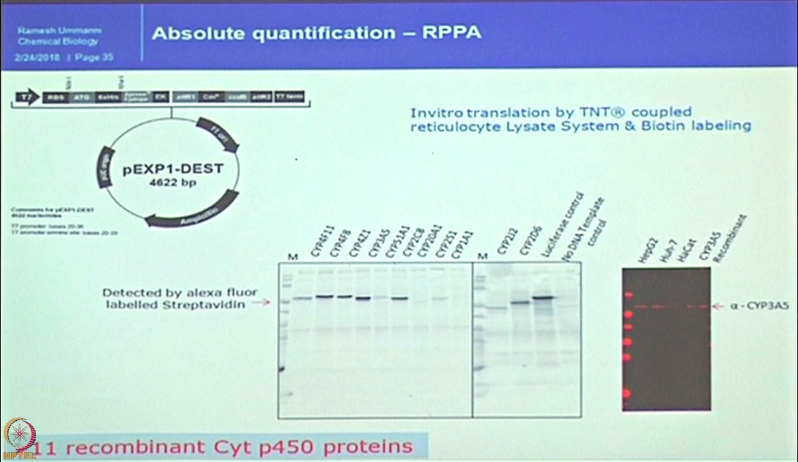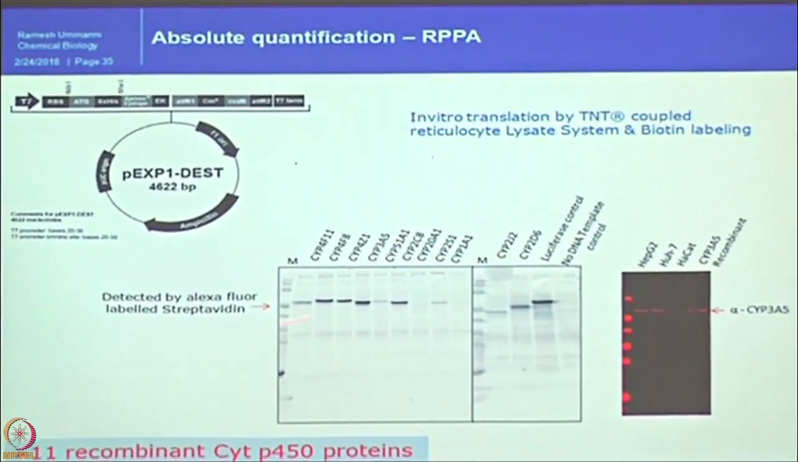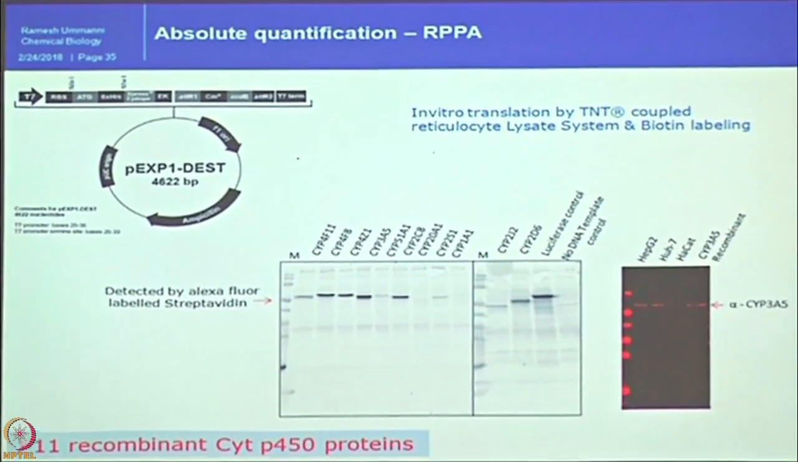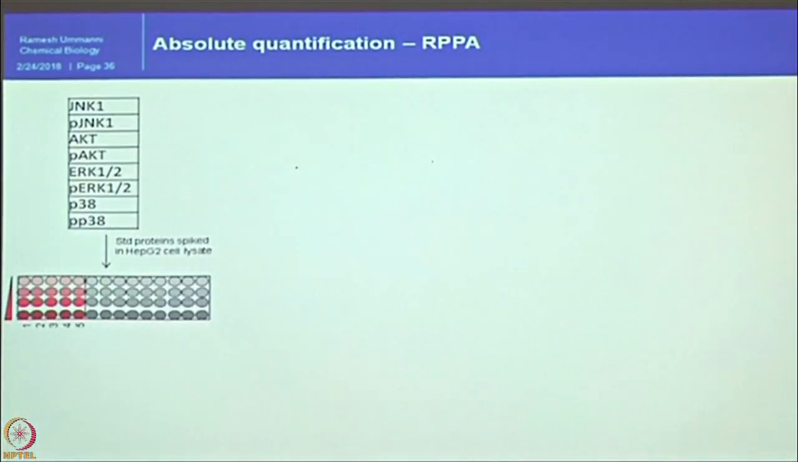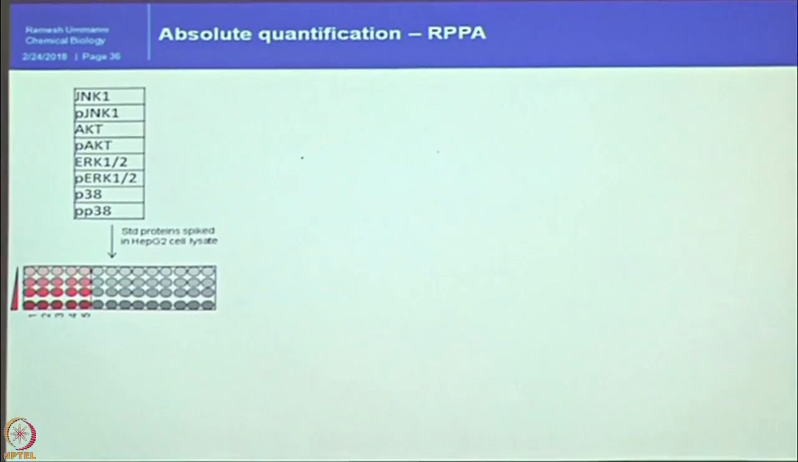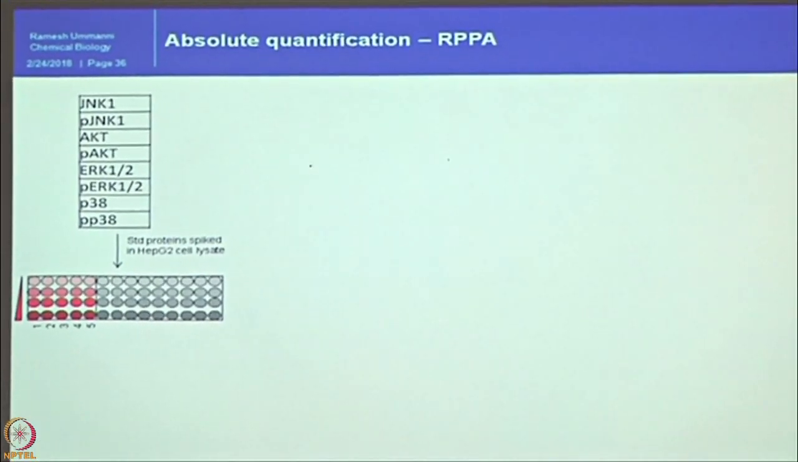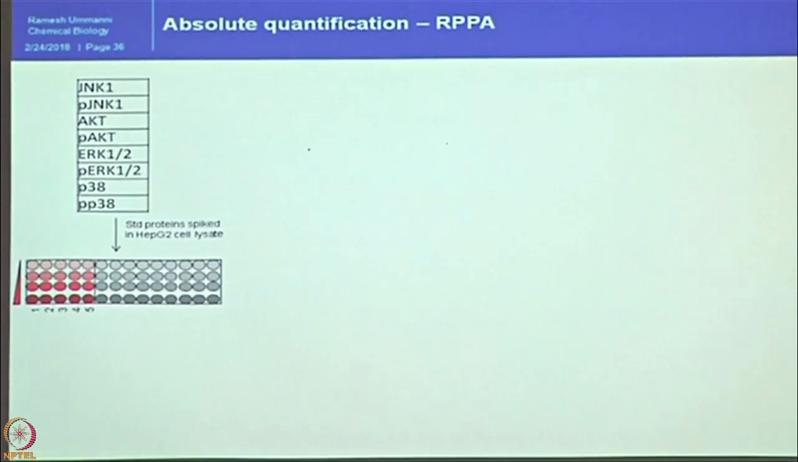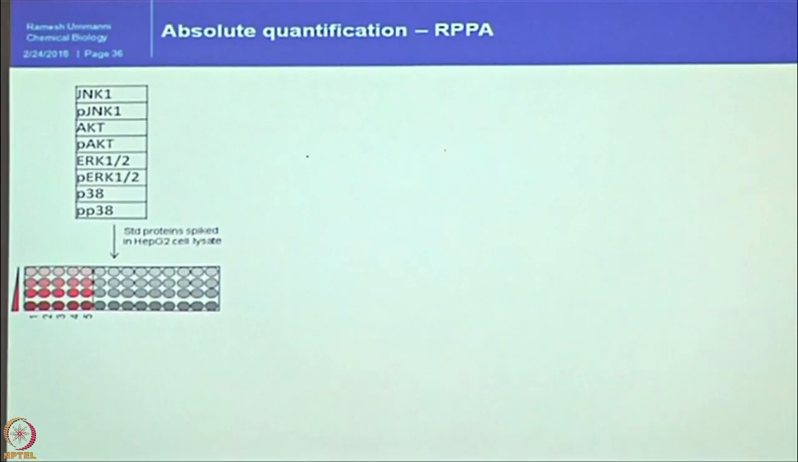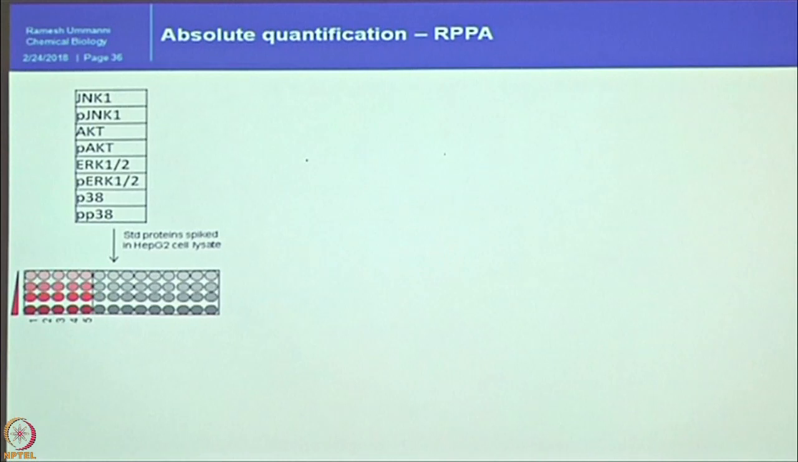So if 1 million cells contain how many copies of cytochrome P450 proteins, like a CYP, these 11 different recombinant proteins. And also nowadays it is very important to do a quantitative approach for phosphoproteins. For example, if you take AKT protein, not all AKT copies are phosphorylated when it gets activated. Only a certain population or certain copies of AKT proteins get phosphorylated. How can we do that?